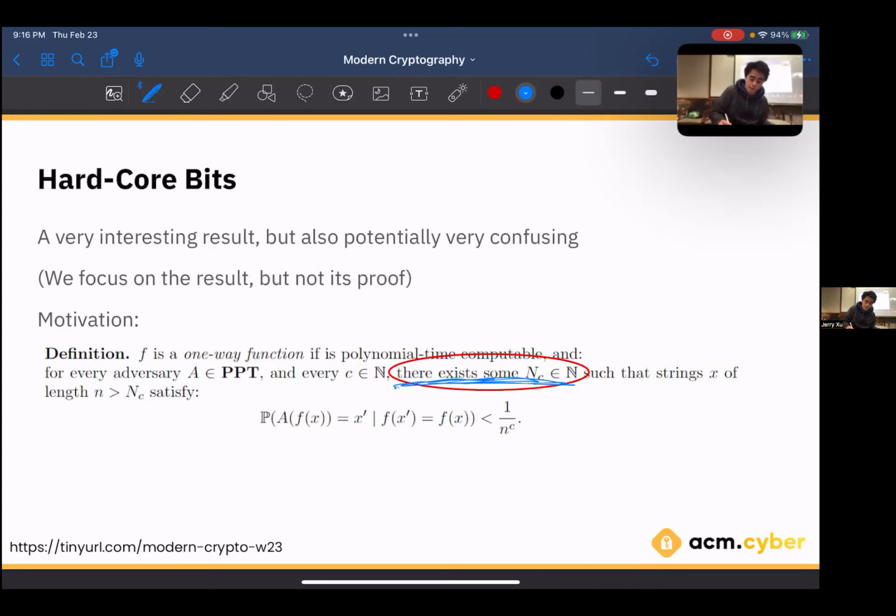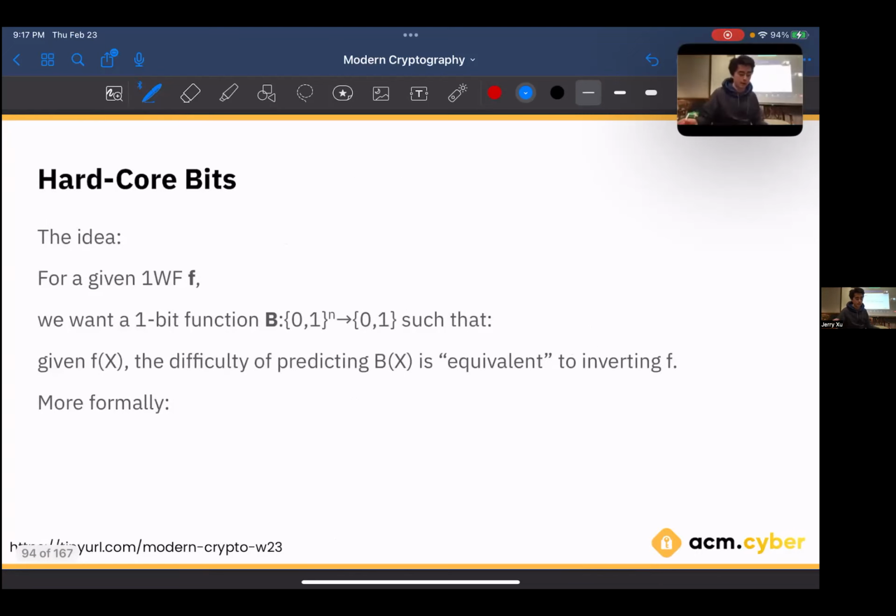So we want to get rid of this big end of the C, and we want to make it as small as possible. It turns out that we can make it as small as theoretically possible by just making it one bit. The idea of a hardcore bit is that if I give you a one-way function f, there's going to be a one-bit function, right?